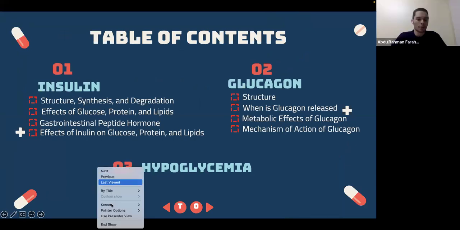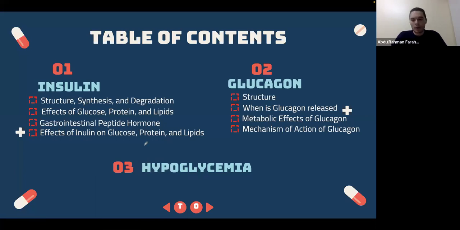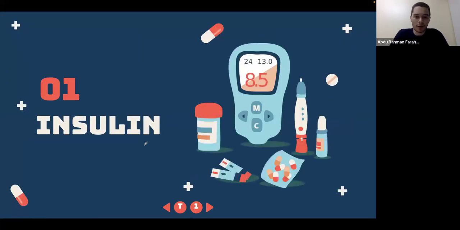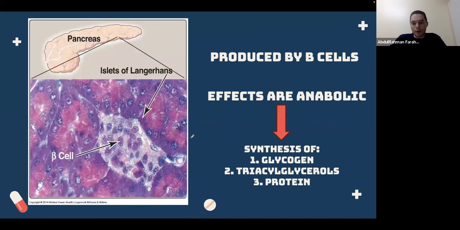Okay, so first, looking at the table of contents, we're going to discuss insulin, and then we're going to take a look at glucagon, and finally, we're going to speak a bit about hypoglycemia. Now, for insulin, as you all know, insulin comes from the islets of Langerhans within the pancreas, from the beta cells themselves. The effects of insulin are essentially anabolic effects. When we say anabolic, we mean that they are building up molecules, and this would involve synthesis of glycogen, triacylglycerols, or proteins.